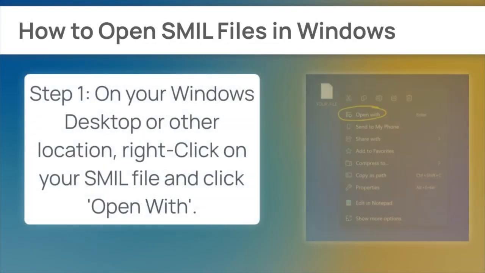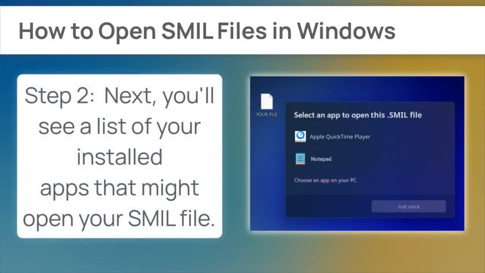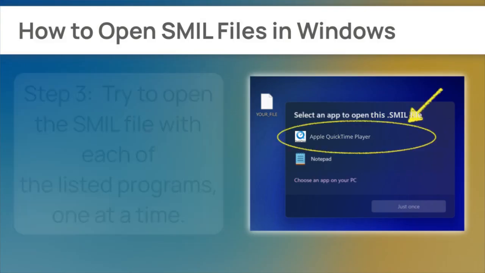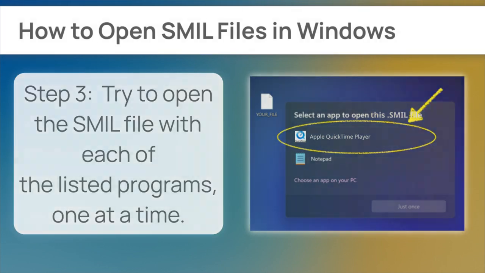Your most crucial first action is the file association test. Right-click the SMIL file and choose Open With. If Apple QuickTime Player is on your machine, test it. If not, choose another program. We must find the correct software.